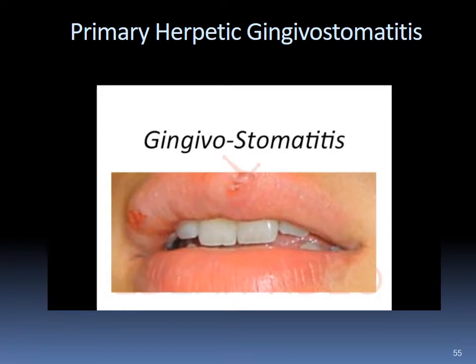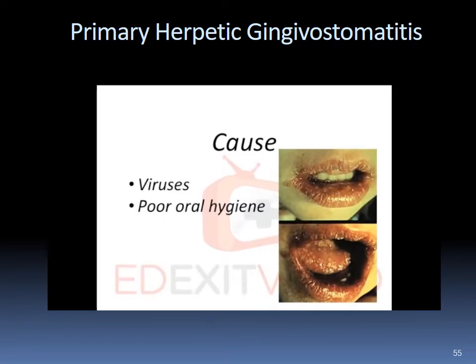Gingivostomatitis is an infection of the mouth, gums, throat, and tonsils that leads to swelling and sores. It may be caused by a virus or a bacteria and happens most often in children. This picture shows a severe form of gingivostomatitis.